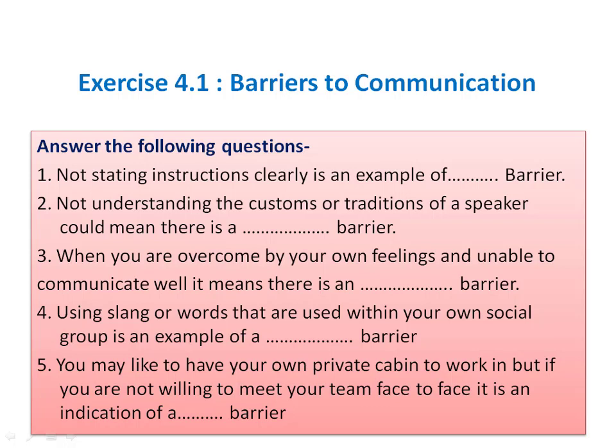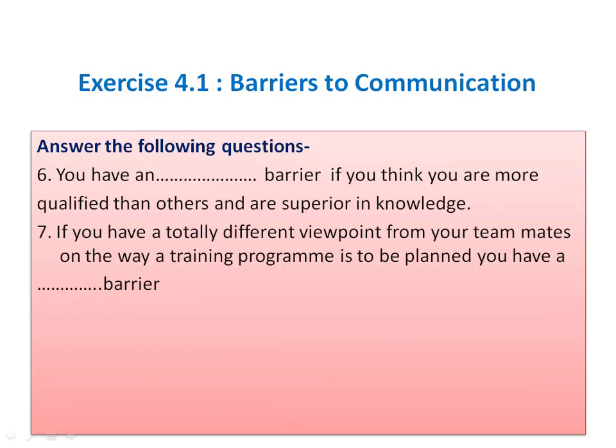Fifth: you may like to have your own private cabin to work in, but if you are not willing to meet your team face to face, there is some hurdle. It is an indication of a dash barrier. Sixth: you have a dash barrier if you think you are more qualified than others and are superior in knowledge. What kind of barrier is it? If you think that you are superior to others in knowledge and you impose a restriction upon the communication.